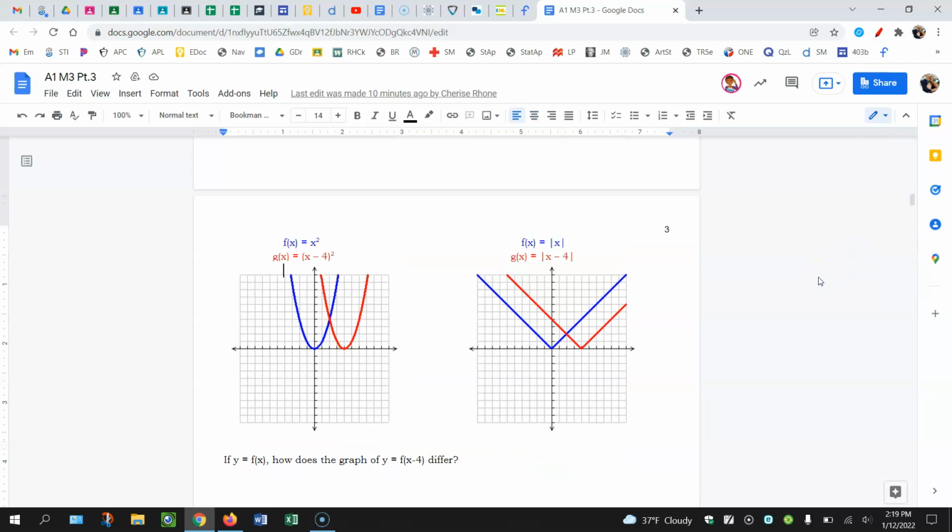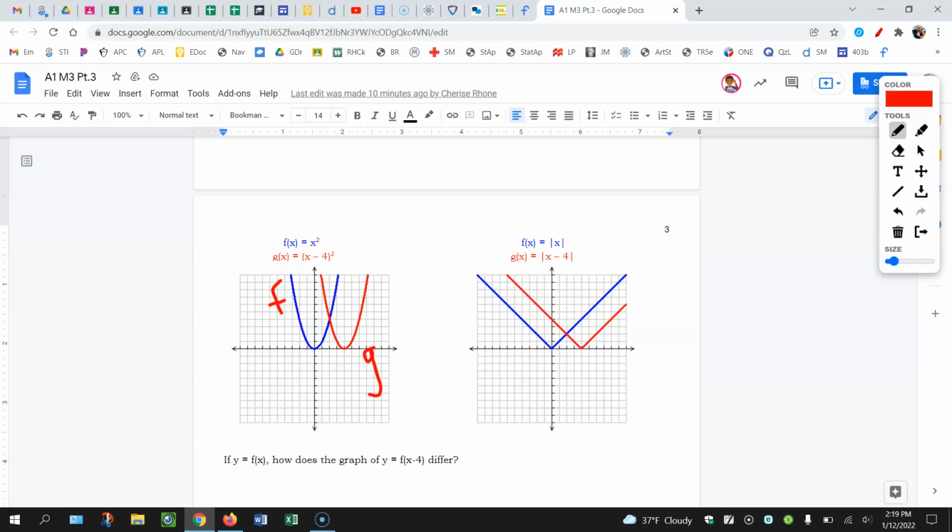All right, moving on to page 3, it's going to be more of the same here. Hopefully this is going to start to make some more sense. You have this graph. F is the one on the left. G is the one on the right. The original vertex is 0, 0. The other vertex shifted to the right 4. So it's kind of interesting. You had the -4 in parentheses. It's -4, but it's shifting to the right 4.